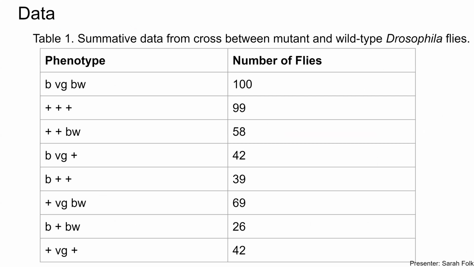As we can see, presented here is the cumulative data of the cross between the mutant and the wild type. Each data point was collected from each group. The total number of flies was 475.